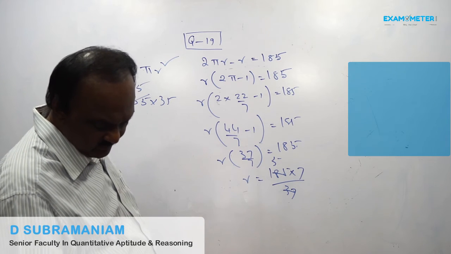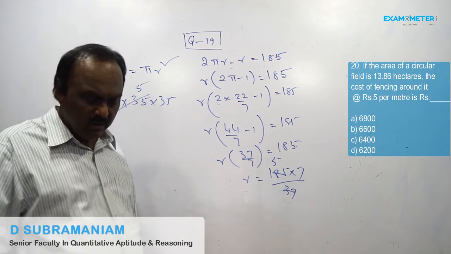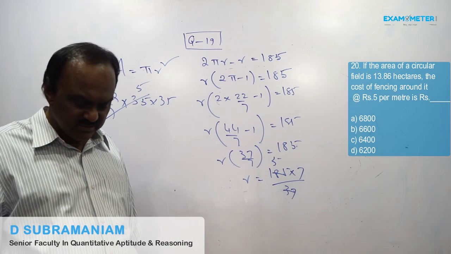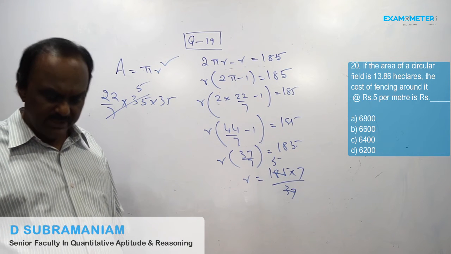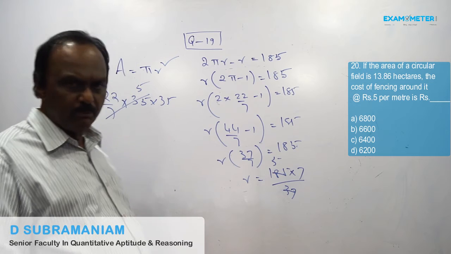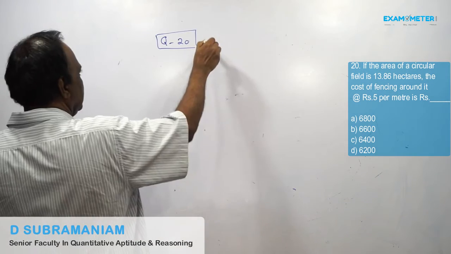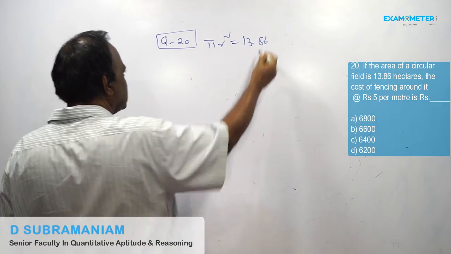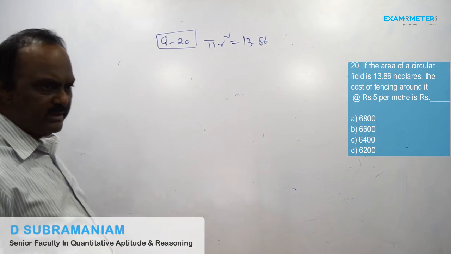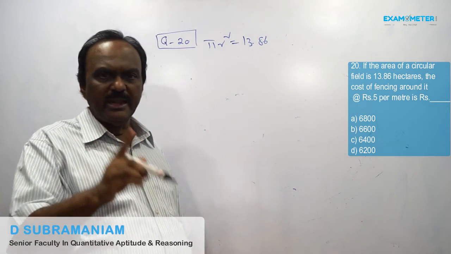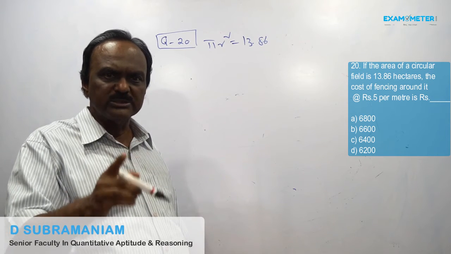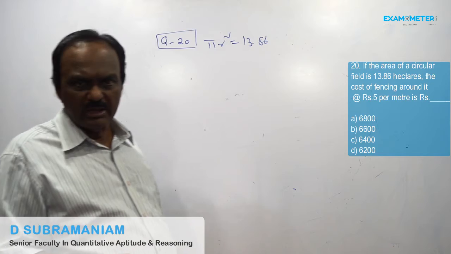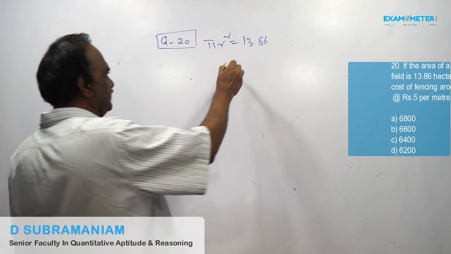Question number 20. If the area of a circular field is 13.86 hectares, the cost of fencing around it at the rate of rupees 5 per meter is rupees. Area of a circle formula is pi r square. 13.86 hectares. 1 hectare is equal to 10,000 square meter. So multiply by 10,000.